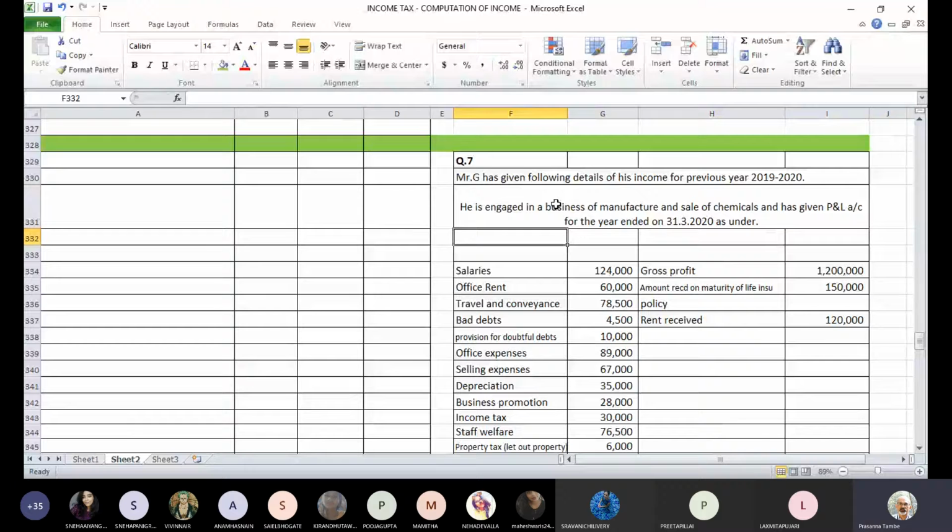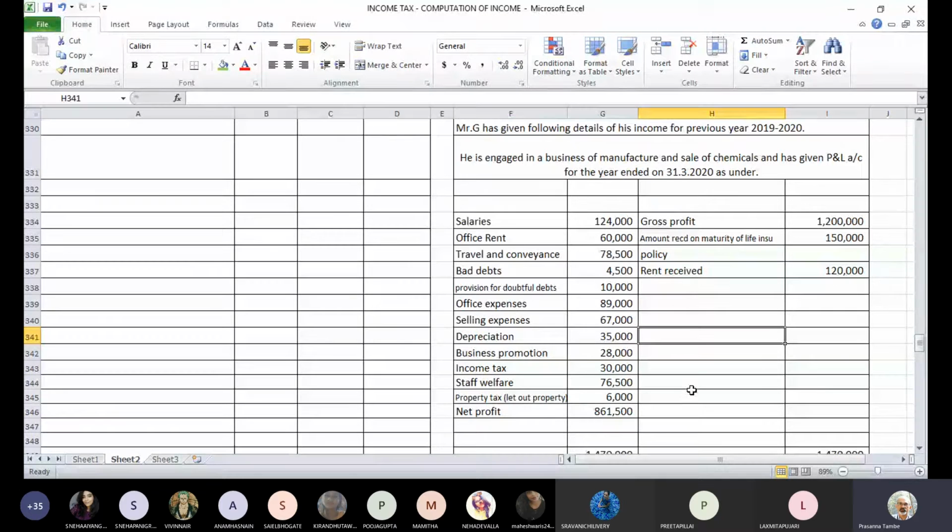In the P&L account, there is a gross profit on the credit side. There are a couple of other items like amount received on maturity of life insurance policy, and rent received. On the debit side, you have the usual items of expenditure like salaries, business rent, travel, conveyance, bad debts, some provisions for doubtful debts, and so on.